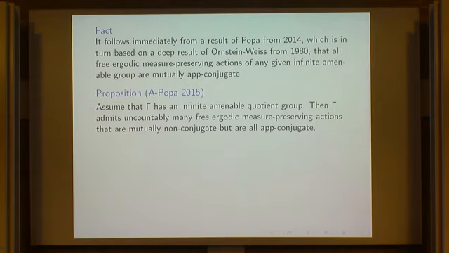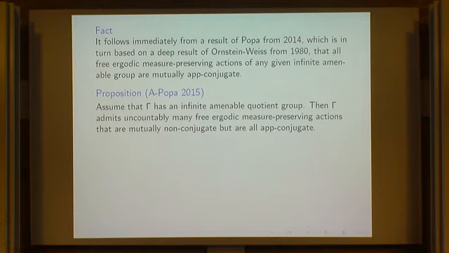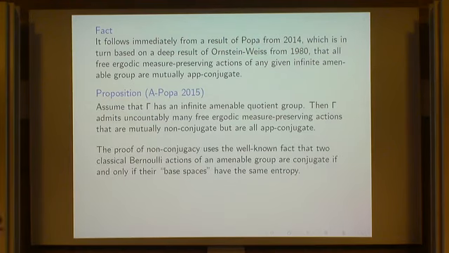And this shows in particular that for infinite amenable groups, there are lots of actions that are non-conjugate, but that are still approximately conjugate to each other. We were able to extend that a bit. We have this proposition that if we have a group Gamma with an infinite amenable quotient group, say the free group on two generators, then Gamma admits uncountably many free ergodic state-preserving actions, in my terminology, that are mutually non-conjugate, but that are all approximately conjugate to each other. And just one remark about the proof is that it uses the well-known fact that two classical Bernoulli actions of an amenable group are conjugate if and only if their base spaces have the same entropy. A classical invariant, which I also won't say anything about.